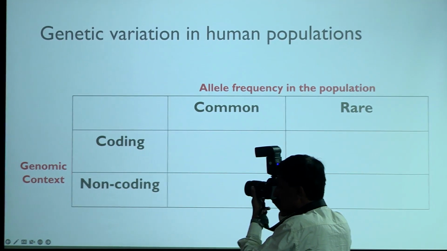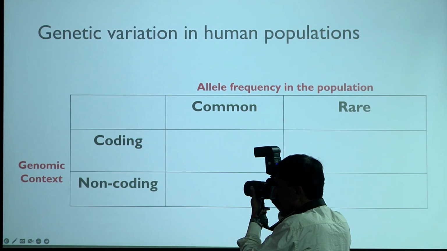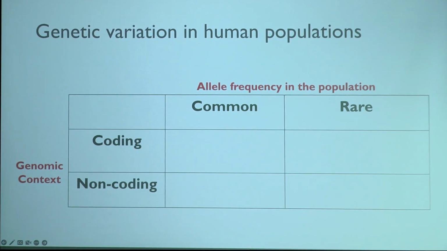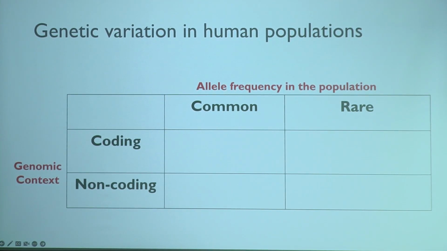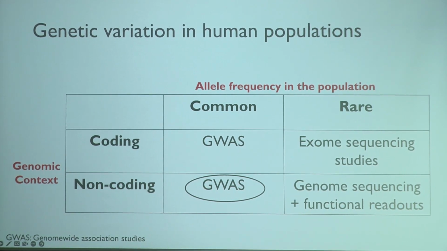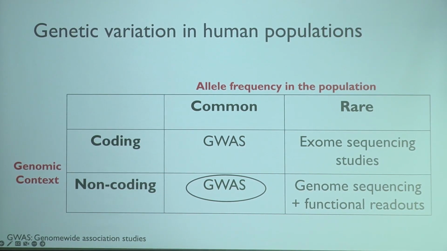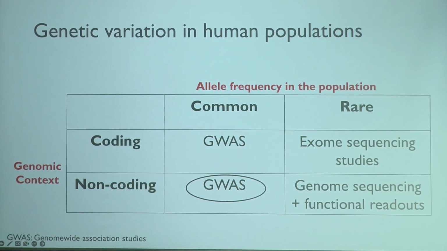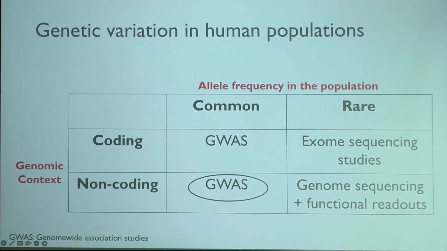I divide this by allele frequency, so common versus rare variation, or by genomic context. Is it coding variation, does it lie in the exome, or is it non-coding? Depending on the question you're trying to answer, you're going to use very different approaches to identifying variants in these different classes. The particular class of questions I'm interested in here is the non-coding variation that's relatively common in the population, and genome-wide association studies are the class of studies we use for these kinds of questions.